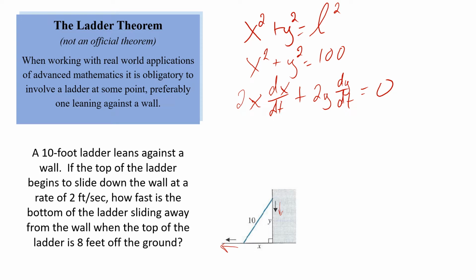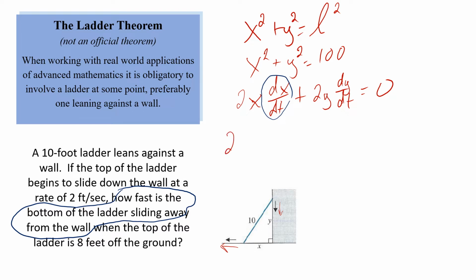At this point, we know all of the values here except for one. We either know or we can find all the values except for one. So I would recommend figuring out what is that thing that you don't know so you can make sure you plug in everything else. So what is the thing that we don't know? What are we looking for? We're looking for how fast the ladder is sliding away from the bottom of the wall. That would be the dx over dt. That's what we don't know. We know all the other pieces.